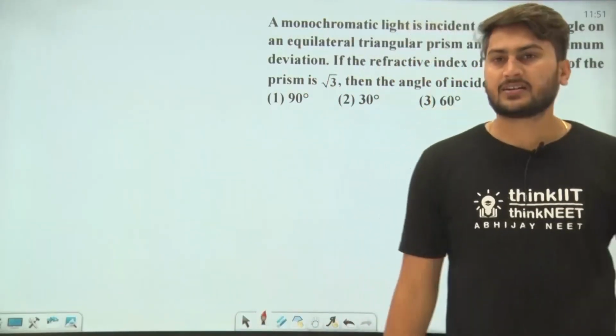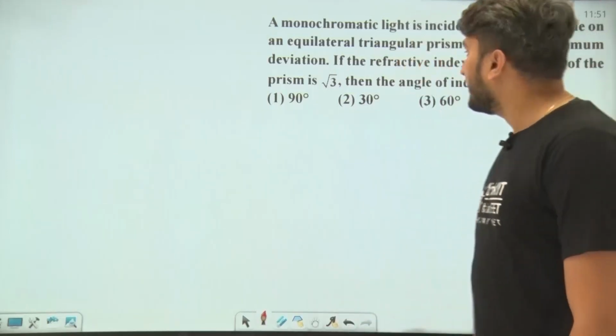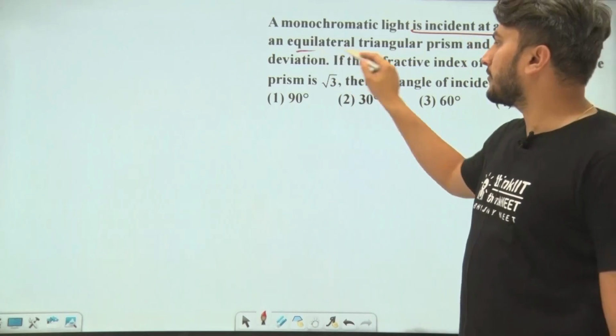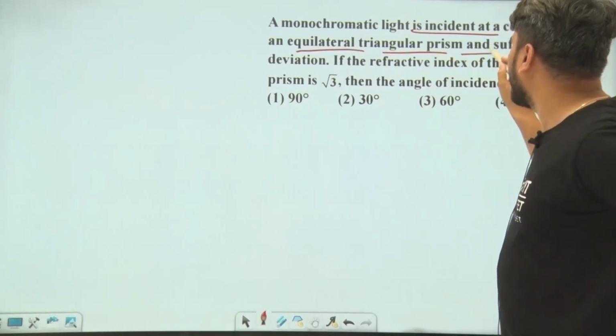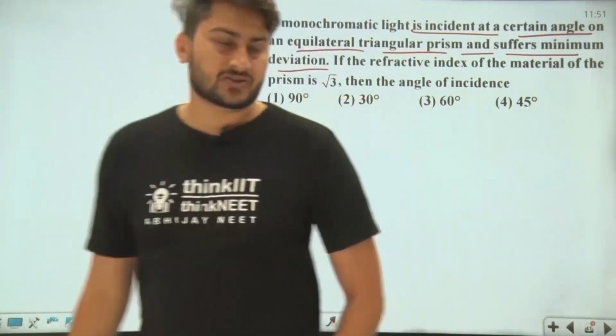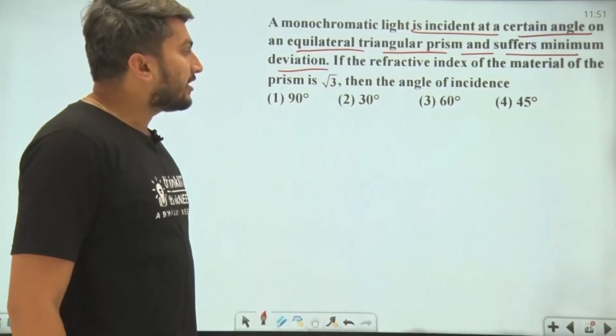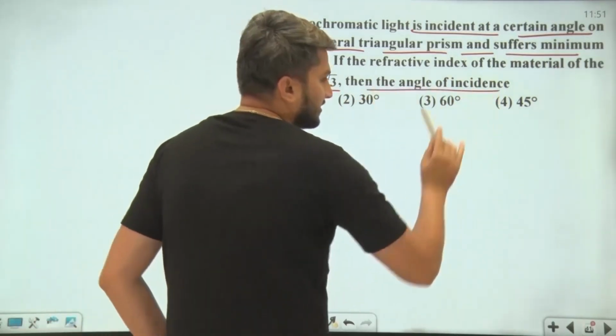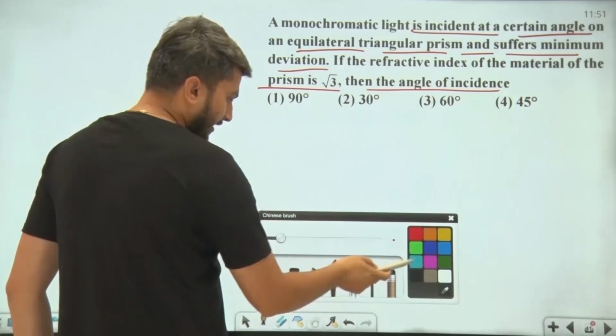Hello everyone, the question is monochromatic light is incident at a certain angle on an equilateral triangular prism and suffers minimum deviation. If the refractive index of the material of the prism is √3, then we have to find the angle of incidence.